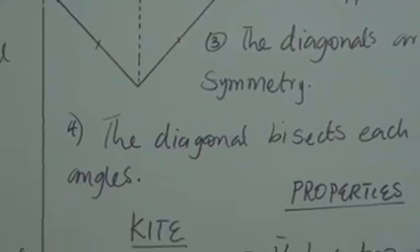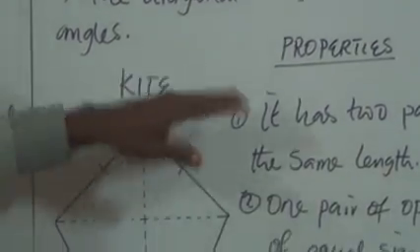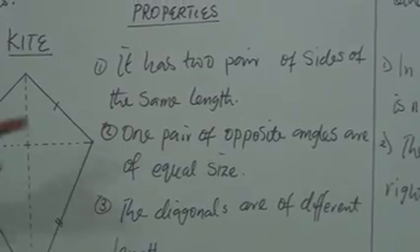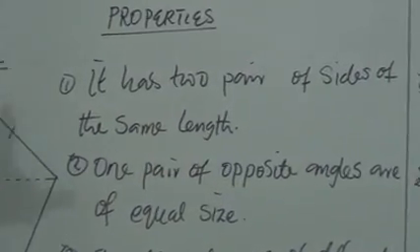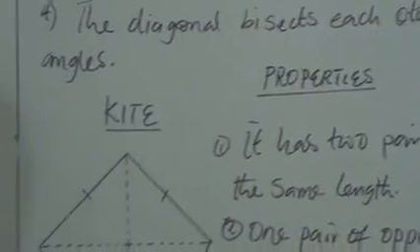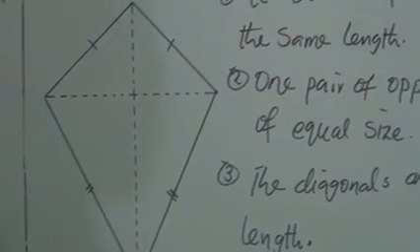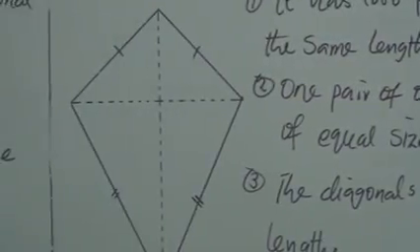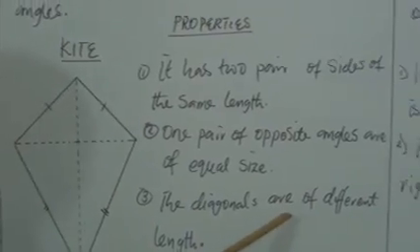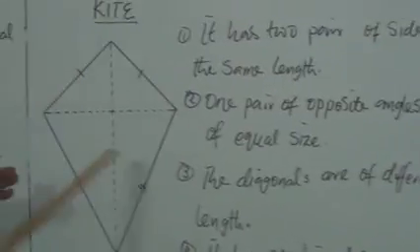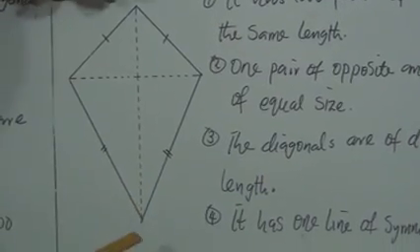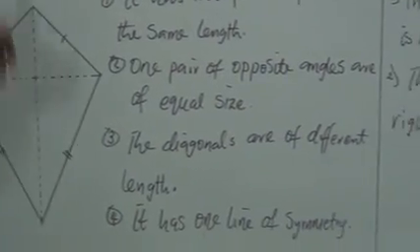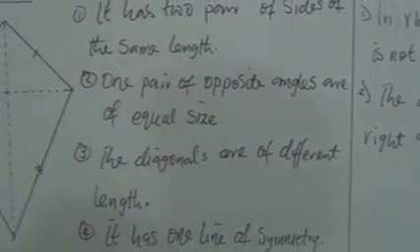Then the next is a kite. When we talk about the properties of kites, number one says it has two pairs of sides of equal lengths. These are equal. These are equal. Number two, one pair of opposite angles are equal, as you can see in the diagram. Then number three, the diagonals are of different lengths. This one is longer, this one is shorter. Then number four, it has one line of symmetry, which divides it into equal parts.